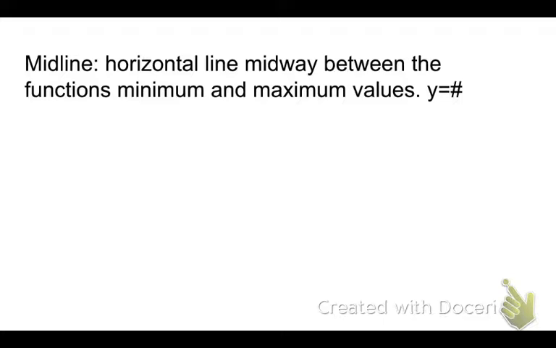The next vocabulary word we're going to talk about is midline, which is a horizontal line midway between the function's minimum and maximum value. Because it is a horizontal line, of course, it's going to be y equals some number. And I want to go back to the problem we were just looking at with our cosine function to identify what my midline will be.